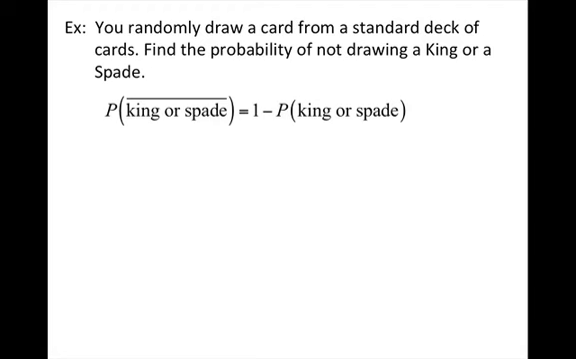So the probability of not drawing a king or a spade is 1 minus the probability of drawing a king or a spade. Well, I just found that probability was 4 out of 13. So the probability of not drawing a king or a spade is 1 minus 4/13, which is 9/13.